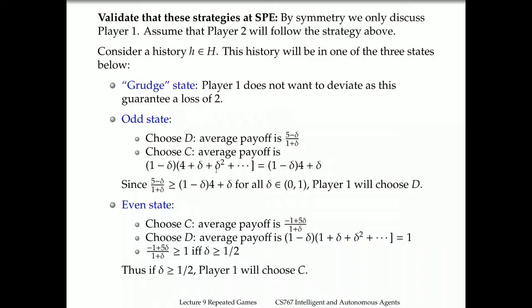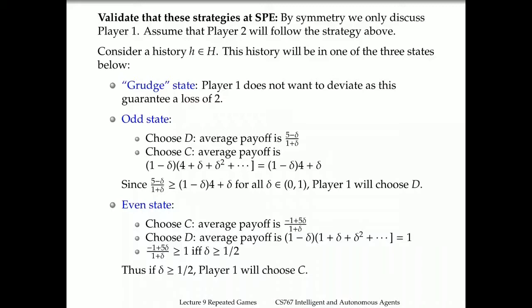So they get 4 plus delta squared, and all the way. So if we add this up, we get (1 minus delta) times (4 plus delta). And notice that for any delta falling within the range between 0 and 1, this number would be bigger or equal to this number. So this means that player 1 will always choose D if player 1 is at an odd state. There would be no value of delta that makes player 1 willing to deviate.